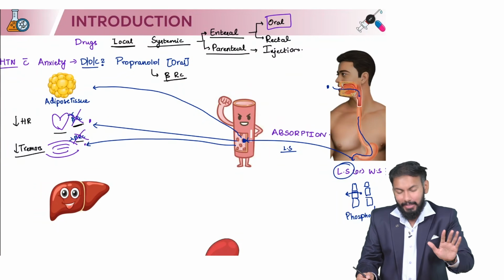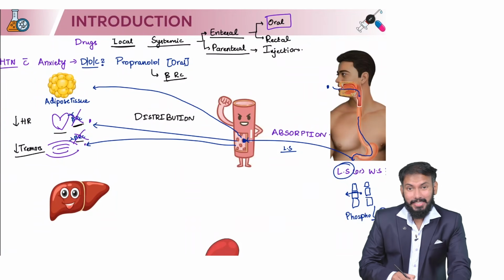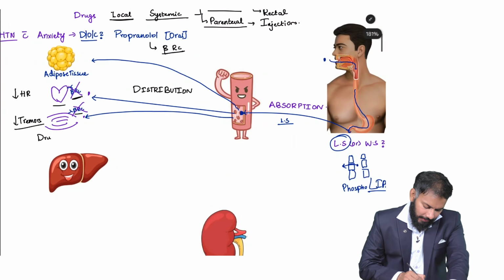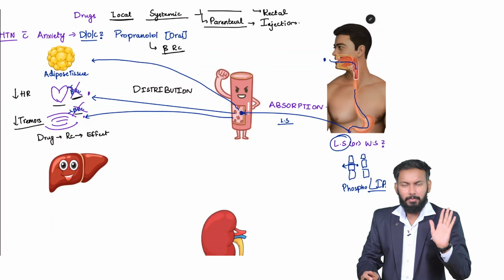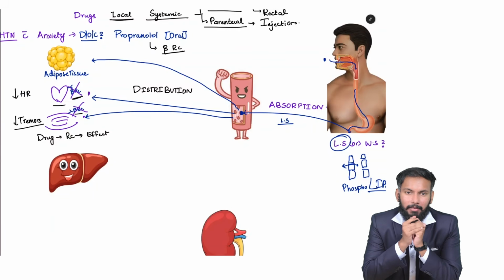So, when are you getting the effect? The effect we are getting after the distribution. First there is absorption, then there is distribution. After distribution, the drug is binding to the receptor and it causes the effect. That's all. This is what has happened in the body. Now, think about it this way. The drug has caused the effect.